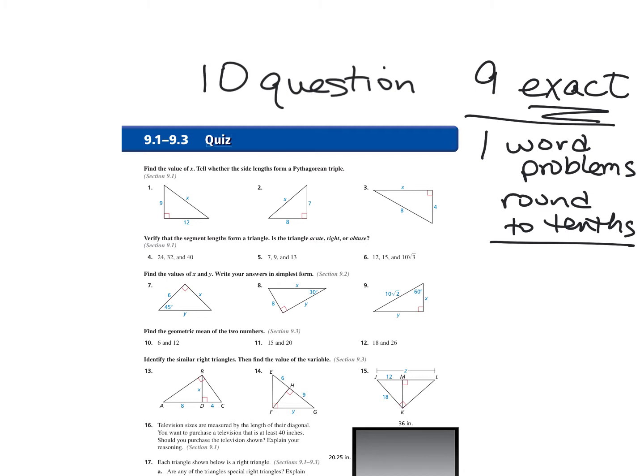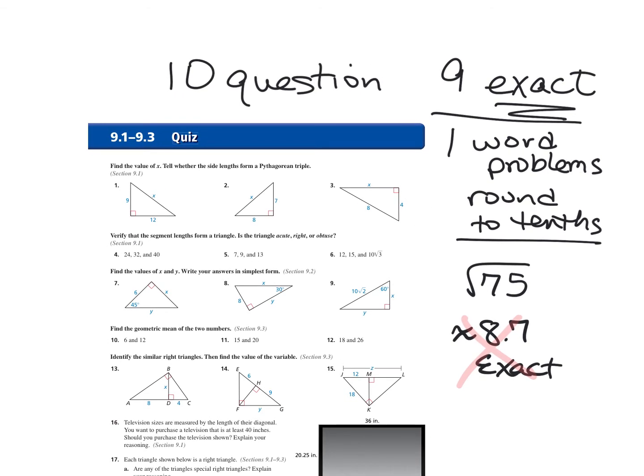If, for example, you get a question and it's the square root of 75, and if you tell me that the square root of 75 is 8.7 because you use your calculator, and if the instructions said exact, you would get that question wrong. What you would have to do is break it down and tell me that this answer is equal to 5 square root 3. So you're leaving 9 of the questions in simplest radical form.